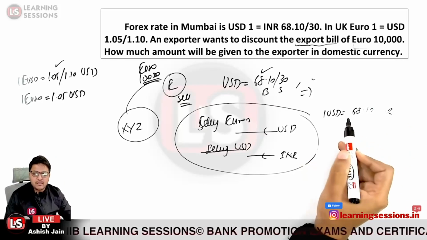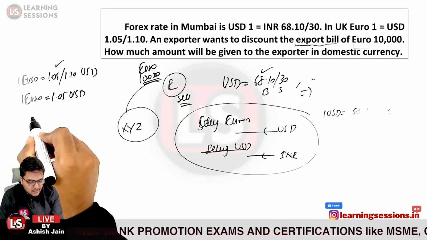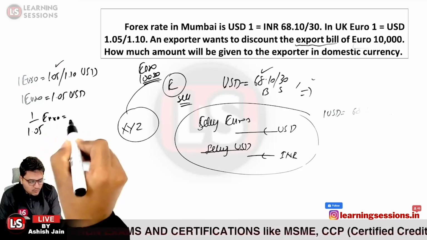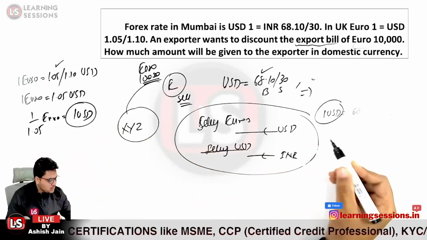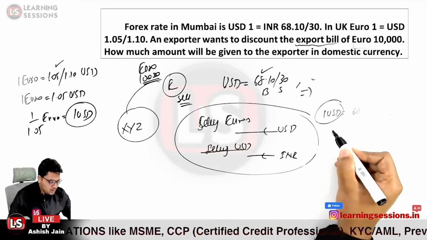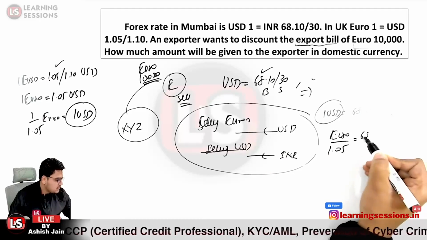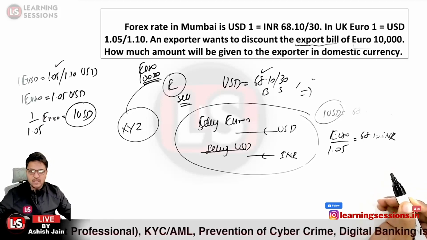Now over here we have USD in common, so we will be equating those. We can rewrite this as 1 divided by 1.05 euro is equal to 1 USD, and further 1 USD is equal to 68.10 INR. Now we will be equating these two. So this will be equal to euro divided by 1.05 is equal to 68.10 INR.